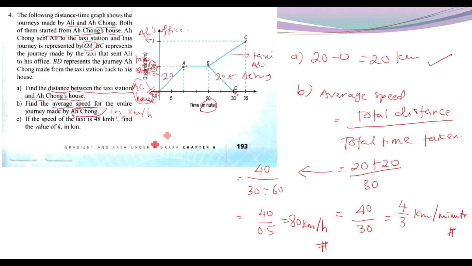Okay, next, C. If the speed of the taxi is 48 kilometer per hour, it talks about the taxi, so the taxi is here. The speed of the taxi is 48 kilometer per hour. Use hour. Remember speed equals gradient. That means the gradient of this straight line BC equals 48. So find the value of K.